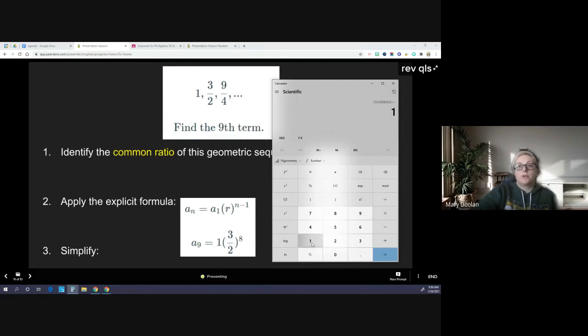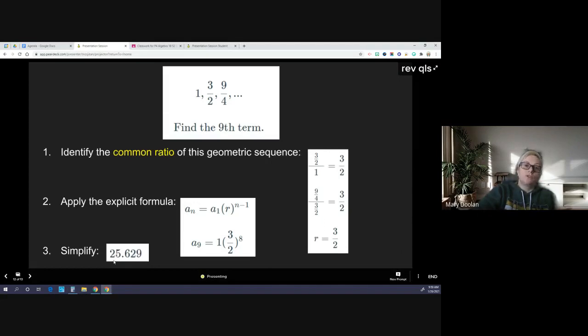Anytime you multiply by 1, you get the same thing back. Okay, and then if I round this, that'll be my answer. So 25.629 thousandths. All right.